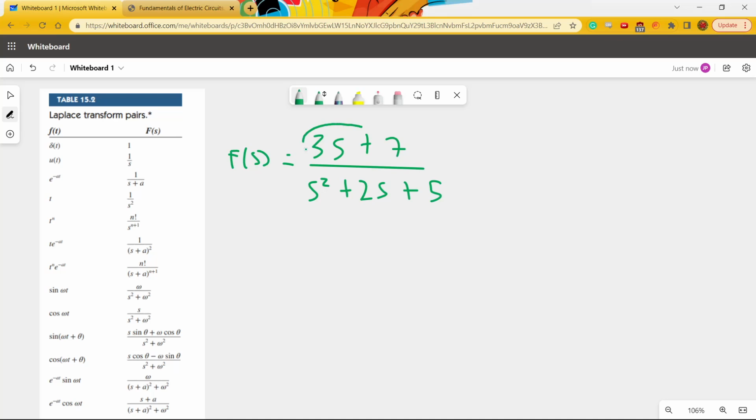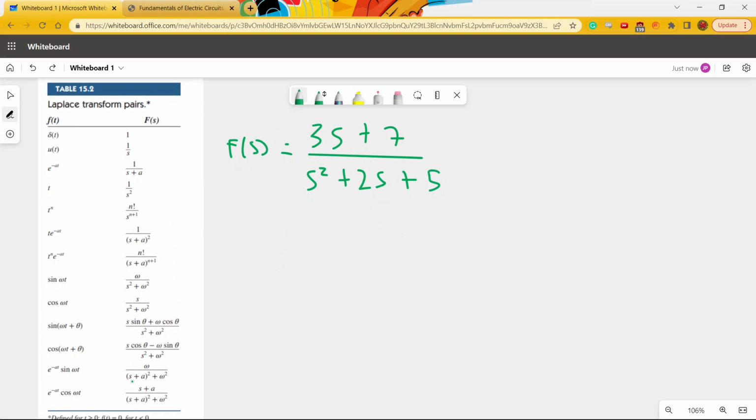Suppose you had the function 3s plus 7 over s squared plus 2s plus 5. It's worth noting that this denominator cannot be factored into two smaller factors. It's just s squared plus 2s plus 5. Now, if we look at the table here, you can clearly see that there is nothing of the form s squared plus as plus b. The closest thing we have is this possibly familiar form to you, s plus a squared plus omega squared.